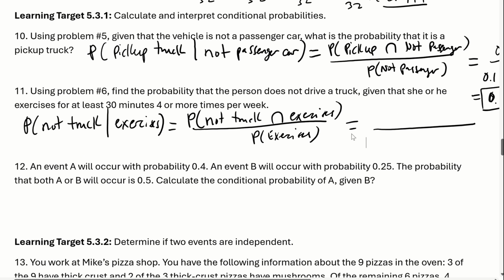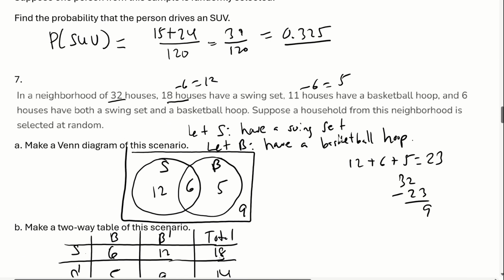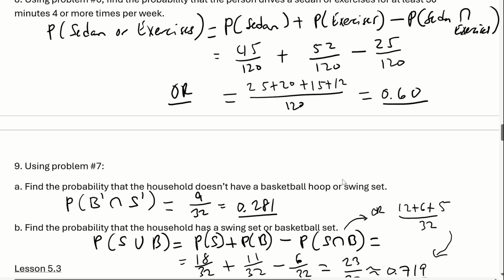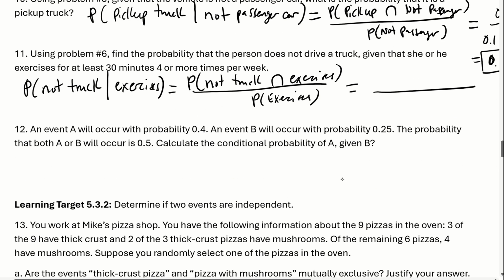So if I look at the exercises one, let's go to there. This one right here. Yes to exercise, right? So what's the probability of exercise? Well, it's 25 plus 15 plus 12. That's the many that exercise, right? So 25 plus 15 plus 12 out of, that's how many? Out of 120, right? So basically 52 out of 120, right? But let me just write down the numbers. 25 plus 15 plus 12 out of 120.